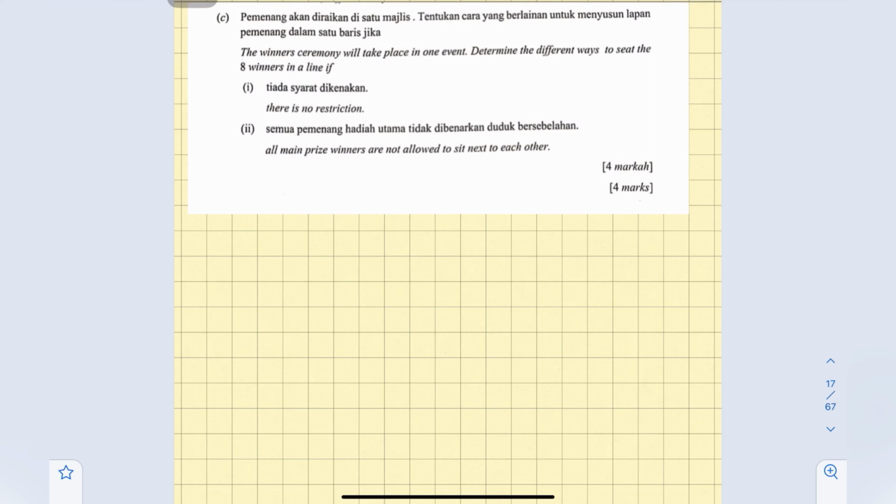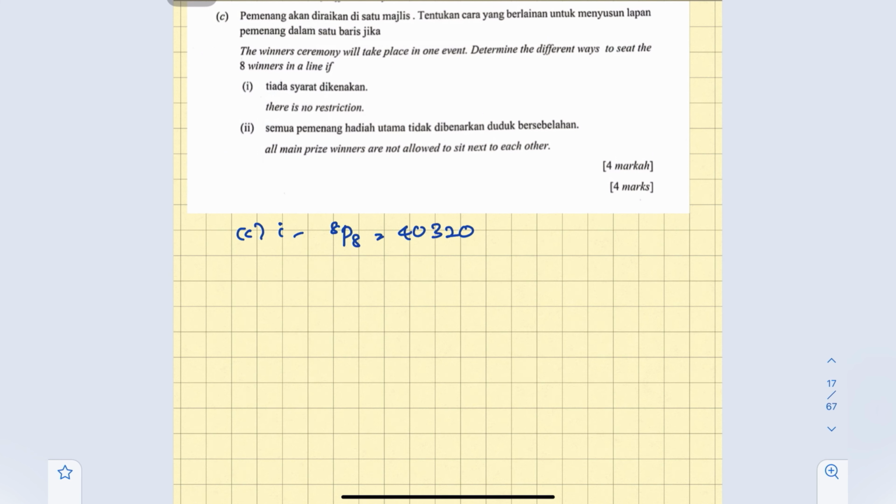(c) The winner ceremony will take place in one event. Determine the different ways to seat the 8 winners in a line if (i) there is no restriction. Okay, for (c)(i) there is no condition, so just 8P8 or 8 factorial. So 8P8 equals 40,320 ways.